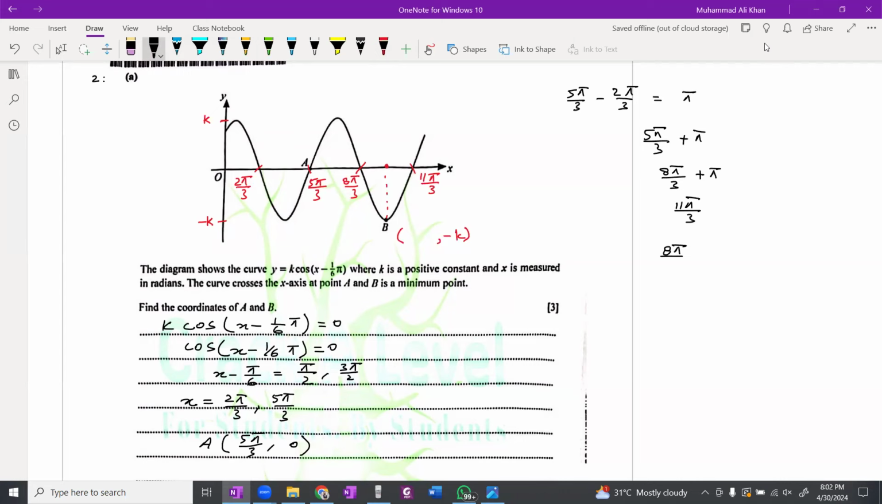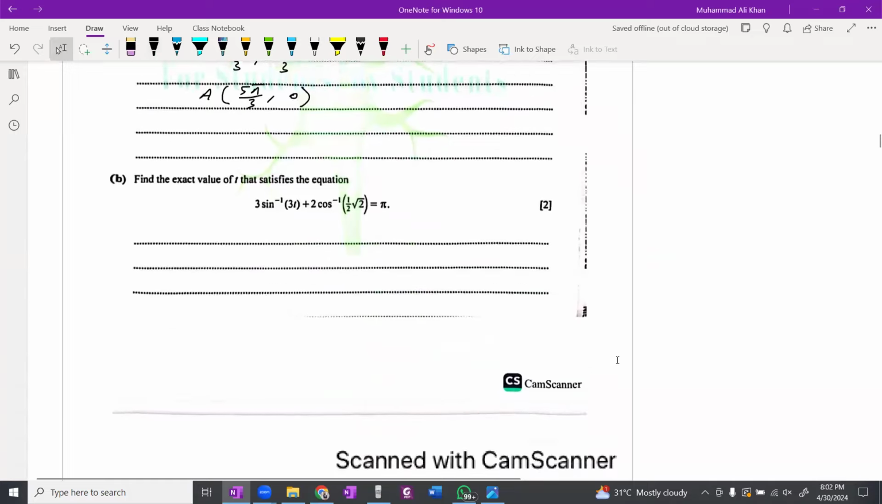8π/3 plus 11π/3. So the answer is 19π/3, divided by 2 for the mid value. So it will be 19π/6. So 19π/6, minus k are the coordinates of P. Hopefully it is clear. Now, the next one.